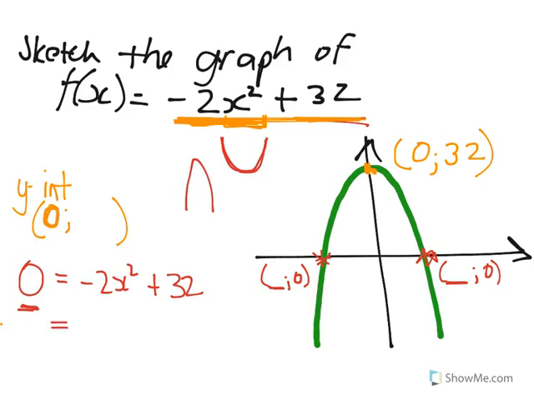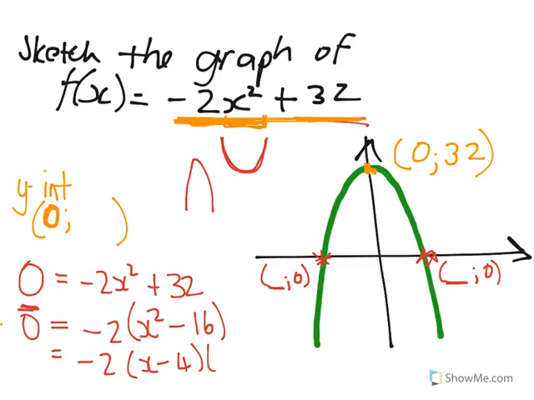So what I would do over here is I would factor out a negative 2, and I'd be left here with x squared minus 16. And of course, that very conveniently gives us a difference of 2 squares. So x minus 4, x plus 4 is equal to 0. Obviously, negative 2 can't be equal to 0.